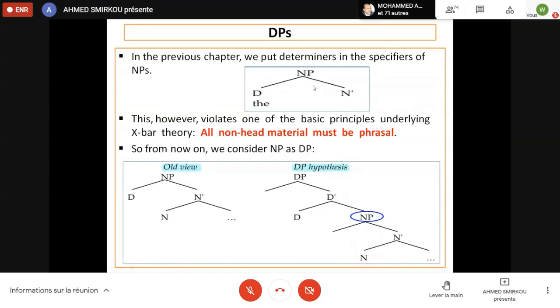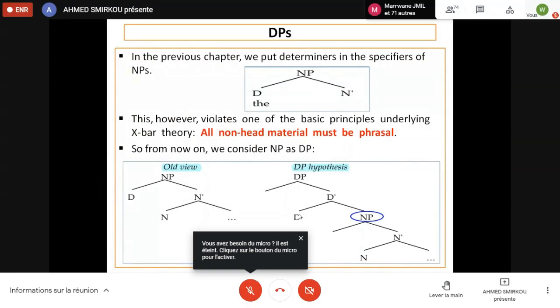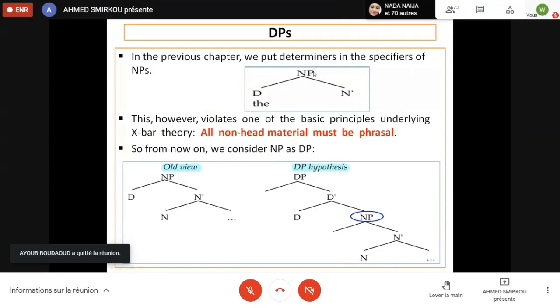Please remember this. In the exam, I might ask you, what is the problem in this tree, for example, NP, D, or N bar, or what are the arguments on which the DP hypothesis is based? So you should say the DP hypothesis emerges or is based on the fact that there is a theoretical problem in the X bar structure of the NP. So the NP contains determiner and N bar, two lexical categories, which violates one of the basic principles of X bar theory, which requires that there must be one and only one head which is lexical in a certain phrase. So with DP, we solve this problem. We no longer have two lexical categories.